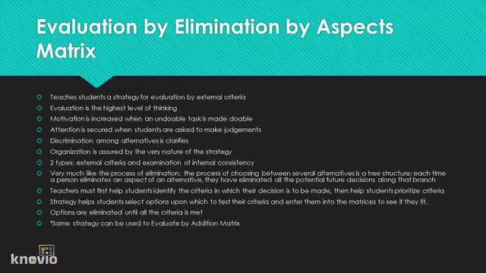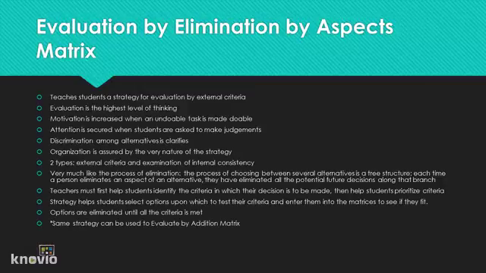So there's a couple kinds of matrices. One of them is the evaluation by elimination by aspects matrix, which is, I know, a mouthful. This elimination by aspects teaches students a strategy for evaluating something by external criteria. It helps increase motivation when something that seems impossible is made doable for students with ELN. And it also keeps their attention because you're asking them to make judgments and see whether something does or does not fit the certain criteria.